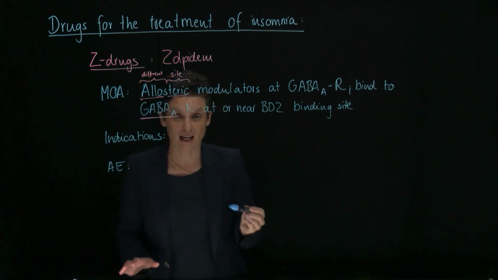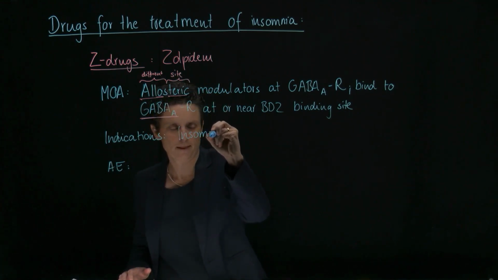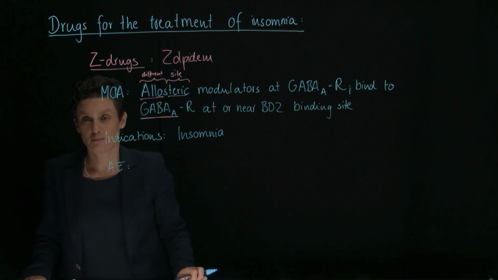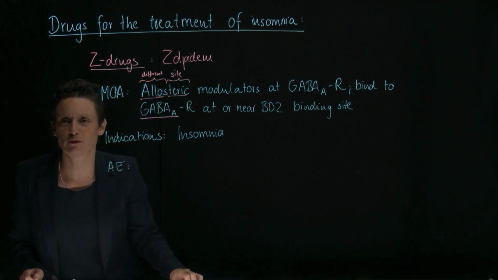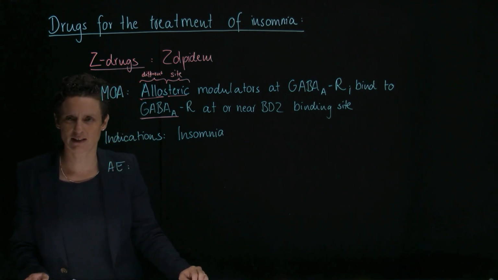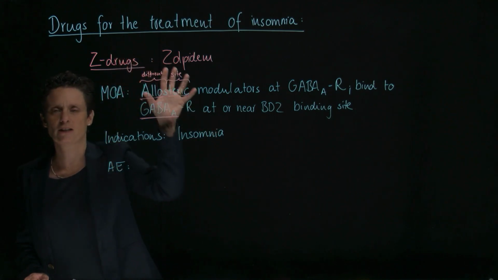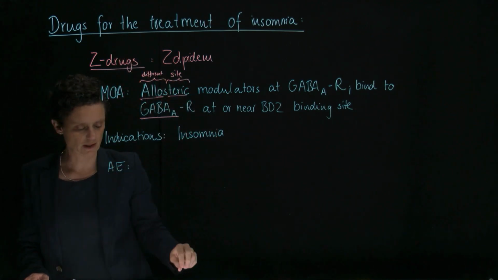Now, in terms of indications, you can only use them for insomnia. And that's a big difference to the benzos because remember, they can be used for so many things: as anxiolytics, as spasmolytics, as anti-seizure medication. Here, the Z drugs are only for insomnia, so very important.